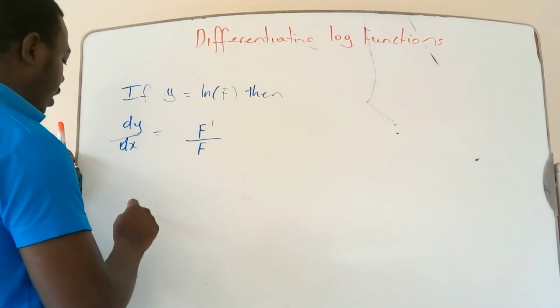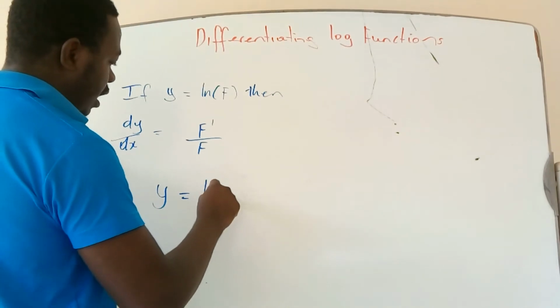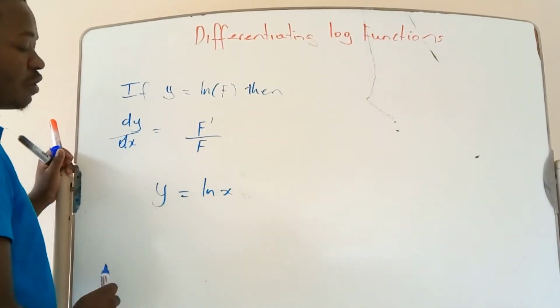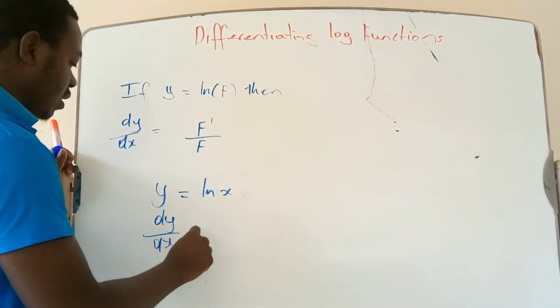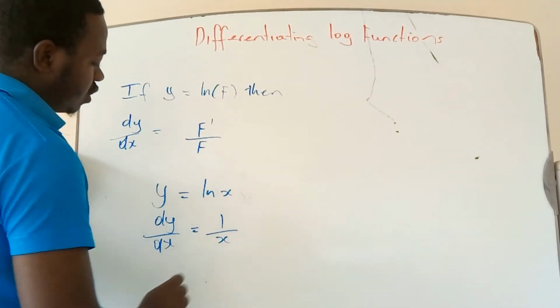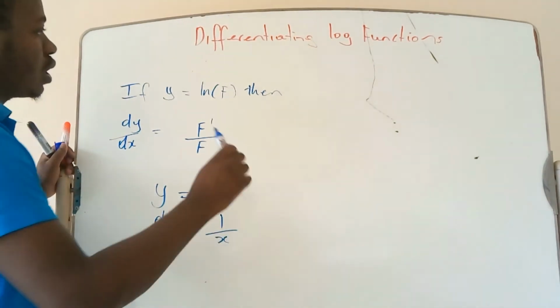Example 1. Let's say you have a function y is equal to ln x, and you want to find the derivative of this. Then dy by dx is equal to, differentiate x, you get 1, put it over x. So dy by dx is equal to 1 upon x. Alright, let's look at another one.